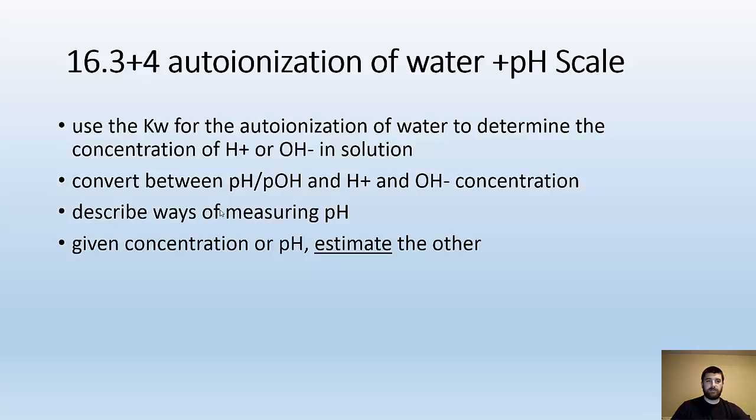Mr. Johnny here again, looking at 16.3 and 4 stuff, where we're going to be talking about autoionization of water and the pH scale. So our objectives are to use the KW for autoionization of water to determine the concentration of H plus or OH minus in solution. We want to be able to convert between pH and pOH and the H plus or OH minus concentrations. We want to describe ways of measuring pH, and we want to be able to, given the concentration or pH, estimate the other thing. So if you're given concentration, estimate the pH. If you're given pH, estimate the concentration. Cool. So let's get started.